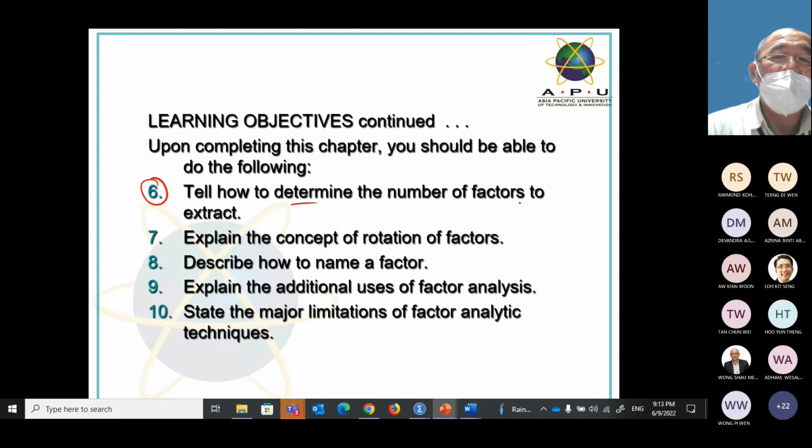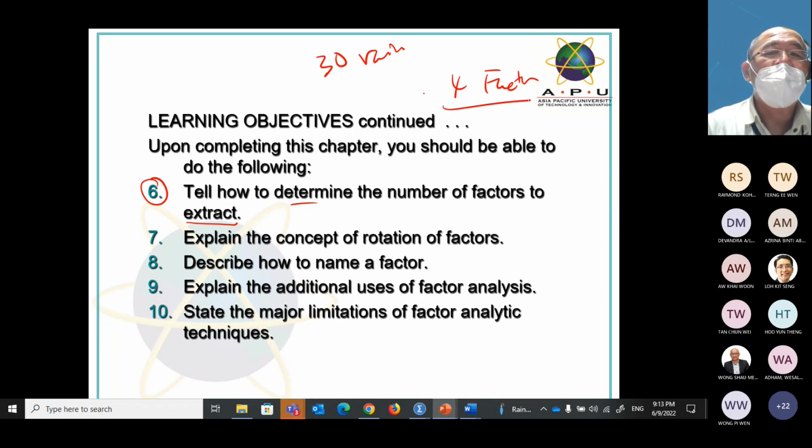We determine the number of factors to extract. Let's say altogether 30 variables. We want to group them into maybe 4. Therefore, we call it 4 factors, not variables, but 4 factors. Therefore we call it factor analysis. Just explain the concept of allocation. We're going to discuss it also. It's a technique for us to get the factors more easily, to do the grouping more efficiently.